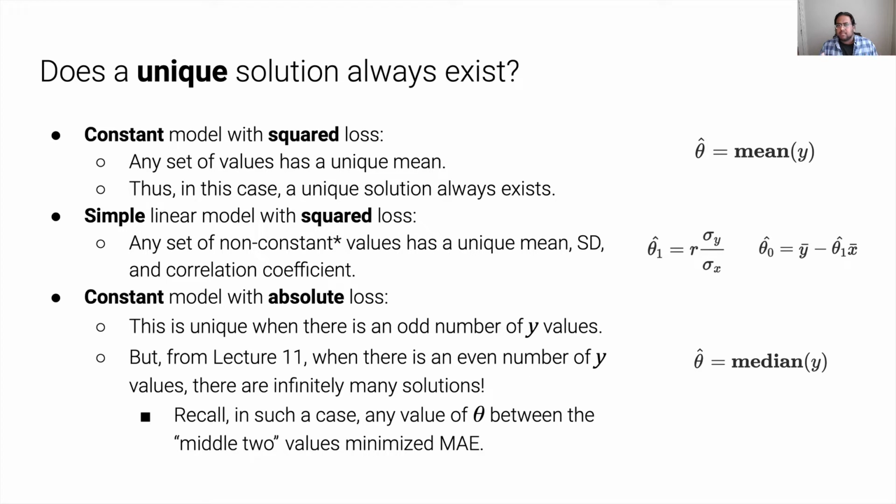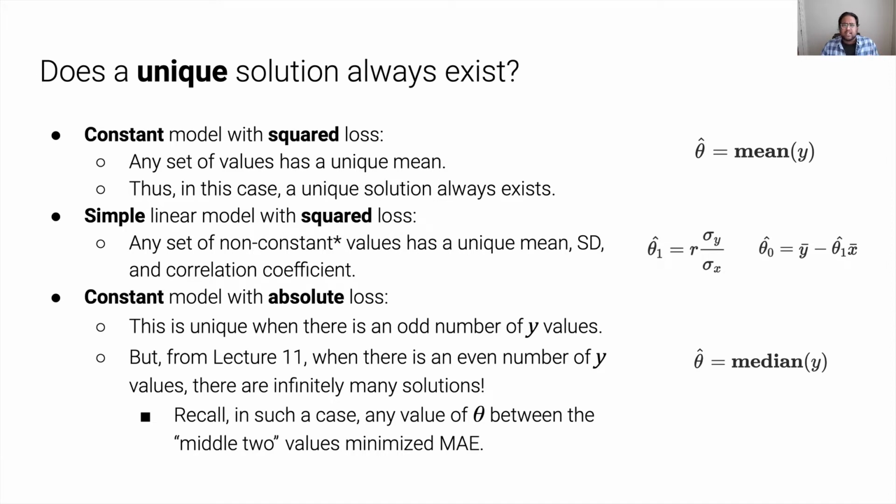Now, there's a reason I'm looking at these not in the order that we presented them, but in this specific order. We also looked at the simple linear model with squared loss, and we found that the optimal model coefficients are these: theta 1 hat is r times sigma y over sigma x, and theta 0 hat is the mean of y's minus theta 1 hat times the mean of x's. Now, given two sets of values, their means, standard deviations, and correlation coefficients are all unique. So once again, for the simple linear model, the optimal model parameters are unique.